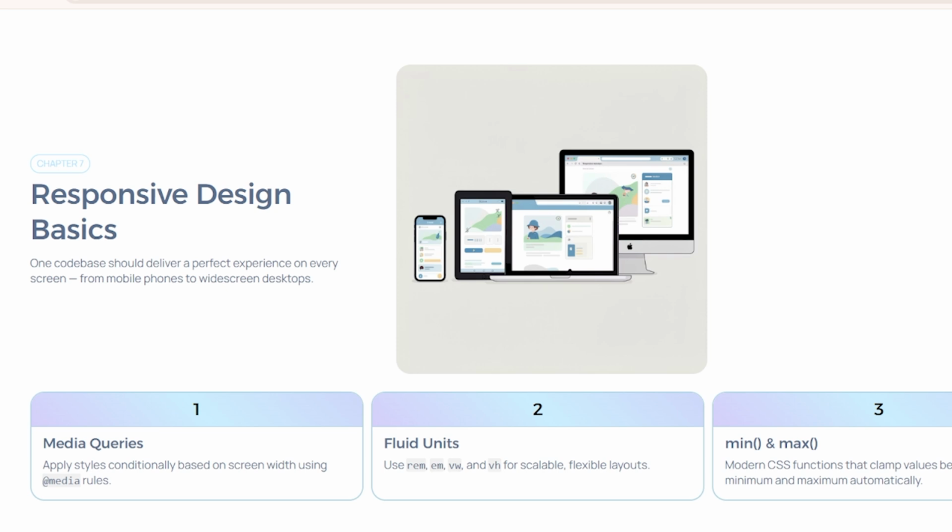And then the modern CSS foundation. The functions are nothing but two main functions. The first one is min and the second one is max. It helps to create flexible layouts automatically. The modern CSS functions clamp values between the minimum and the maximum automatically.